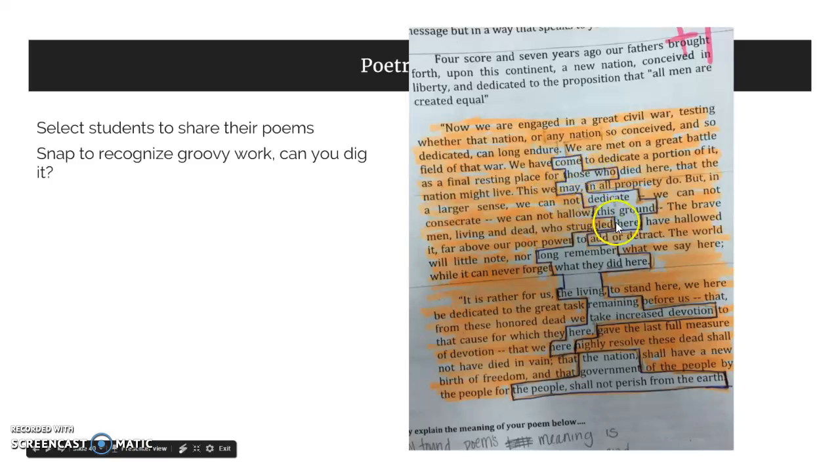Come those who may, dedicate this ground here, to long remember what they did here, the living, remaining, take increased devotion, here, the nation, government, the people, shall not perish from the earth.